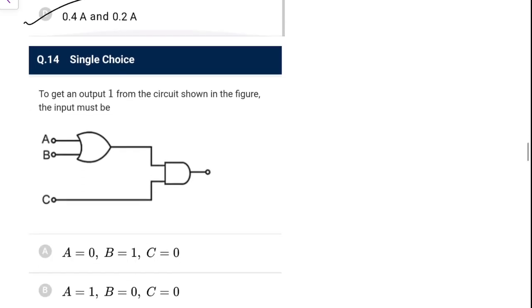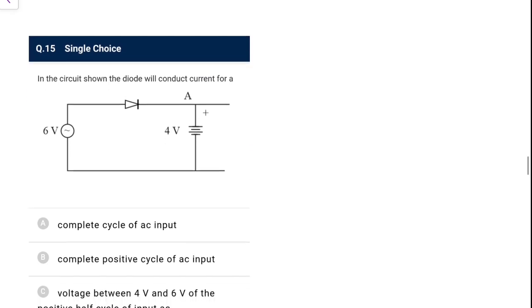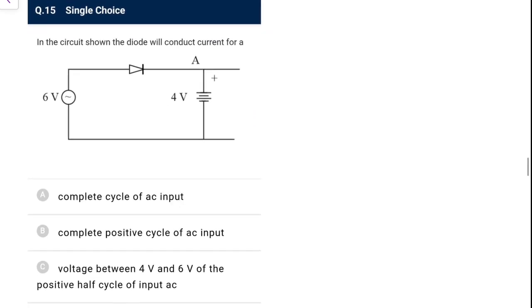Next one. To get an output 1 from the circuit shown in the figure, the input must be... the final gate is an AND gate. So for AND you need both 1. So C has to be 1. You are left with only one option. So that would be the case. So here if I do 1 and 0, it would be 1, so 1 and 1 will give me 1. So that is an easy one. The options are not very well designed, and I think such questions were there in the full test last year. I solved many questions that I think are from the same test.